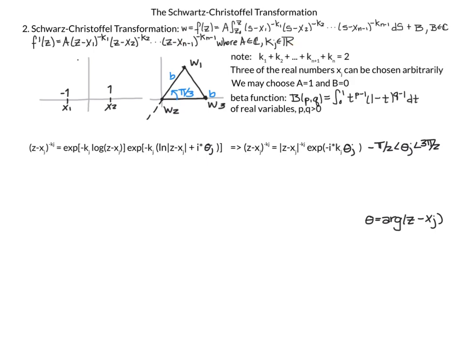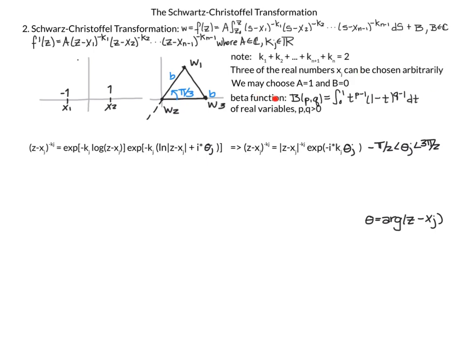Here's our f prime of z, and some other notes that are going to be useful as we do our example. First, the k1, k2 up to k sub n plus 1 should sum to 2. Three of the real numbers, x sub j, can be chosen arbitrarily. Again, we can choose A to be equal to 1 and B equal to 0, and we'll get a polygon that's similar. It might be scaled a little differently, and it might be translated somewhere differently in the w plane.